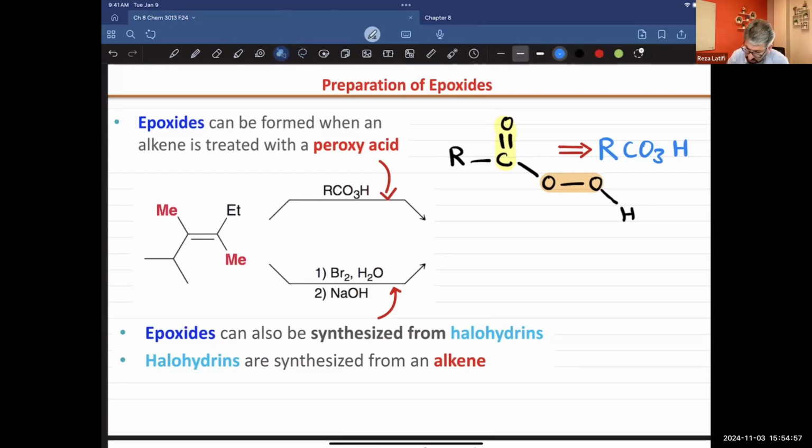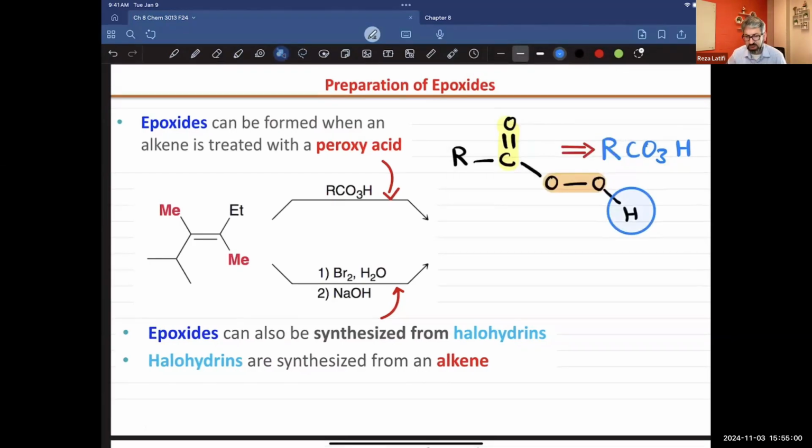Because we have this H. This H is attached to oxygen, and oxygen is electronegative. So we do have high electronegativity here. So that H is going to have a good positive charge on it. Okay, that's one term and one method.